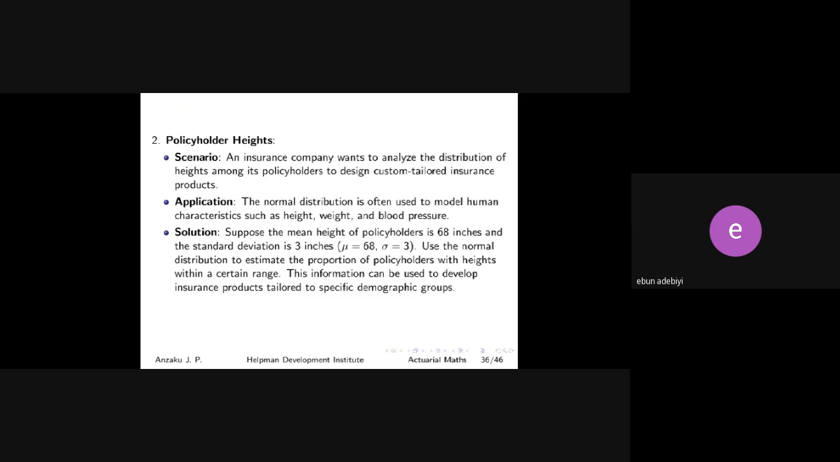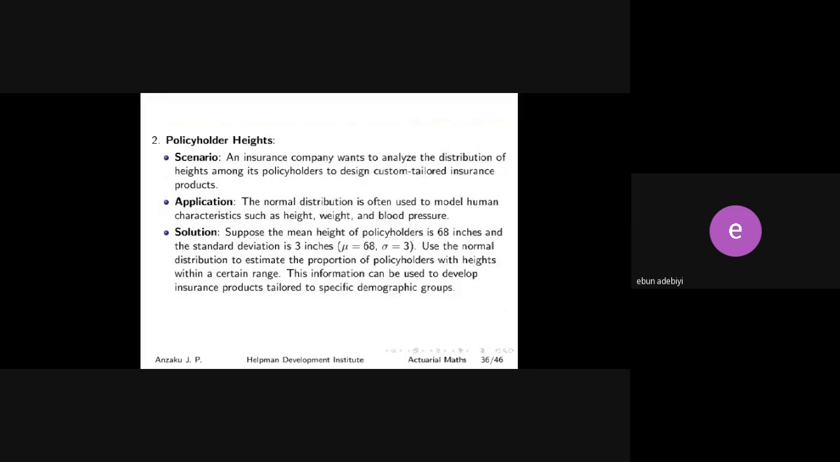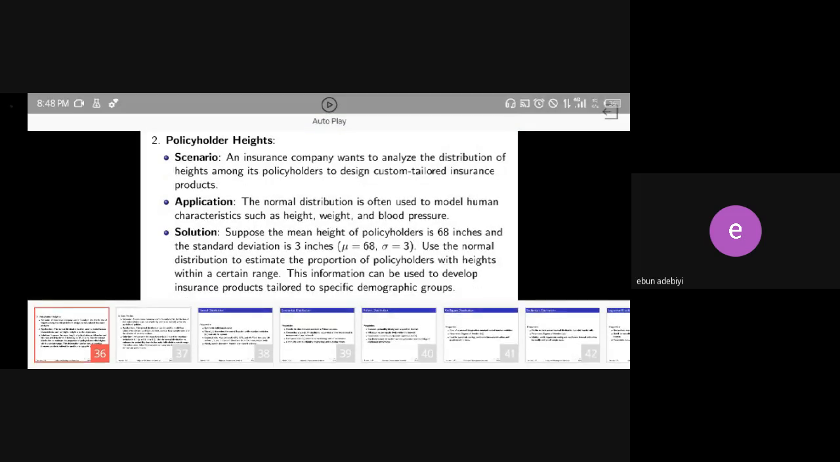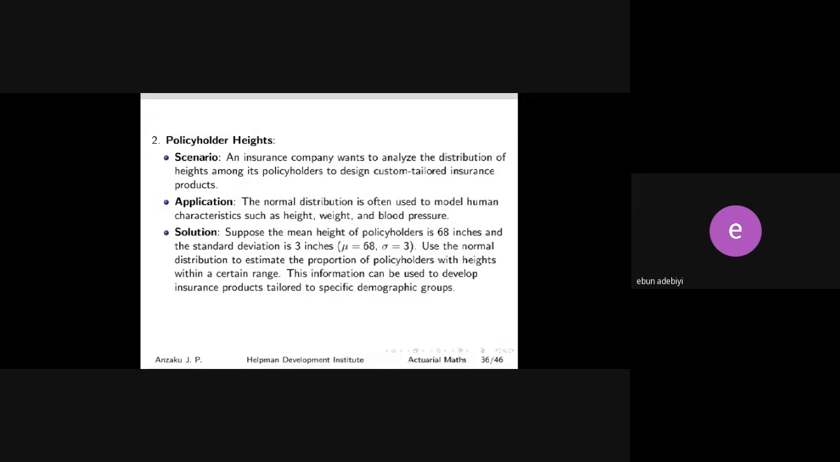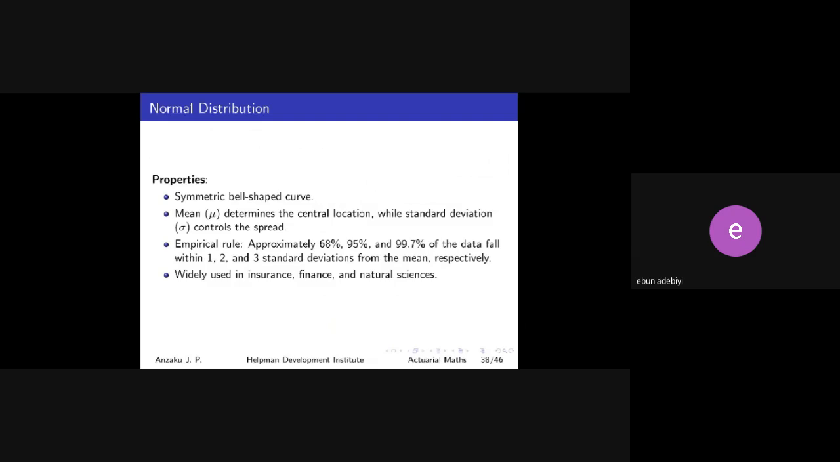Then another practical application of the normal distribution is in this scenario, and so on and so forth. It's also similar to the ones we have done earlier on. Once you go through them, you can see them and understand better. So we can also use the normal distribution in loss ratio using this example.